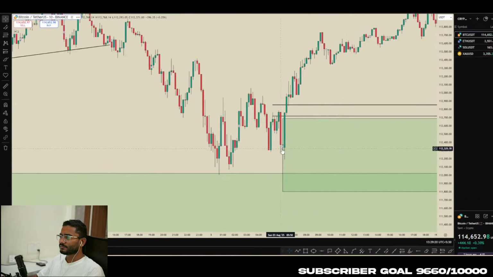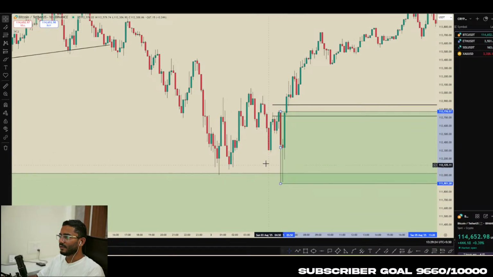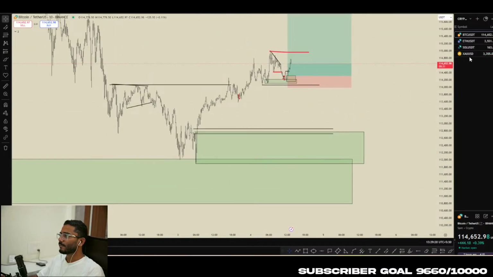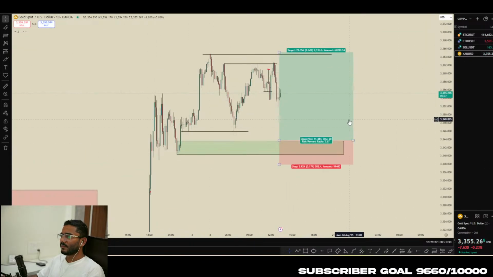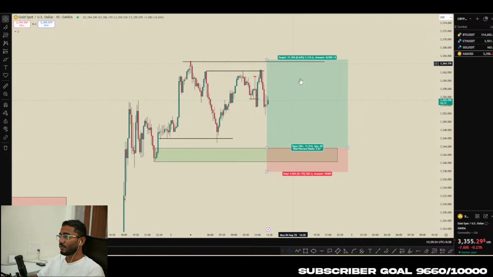Here also, mark this whole move, not this single candle, because this is the area where it started to take the liquidity. So patience is the key. We need to patiently wait for our setup.